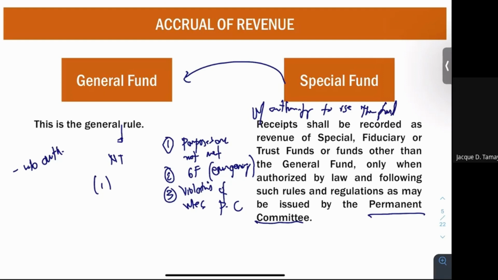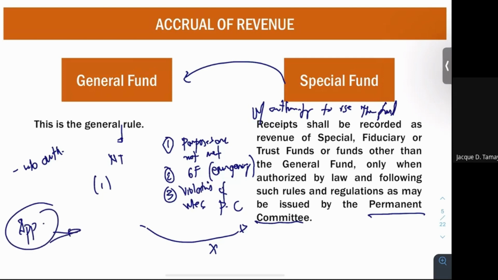Sir, how about a general fund to a special fund? Can we revert a general fund to a special fund? No, you cannot revert it, because as I told you, the general fund can only be used through an appropriation. So there must be an appropriation already for you to make use of that general fund from the national treasury. Okay.